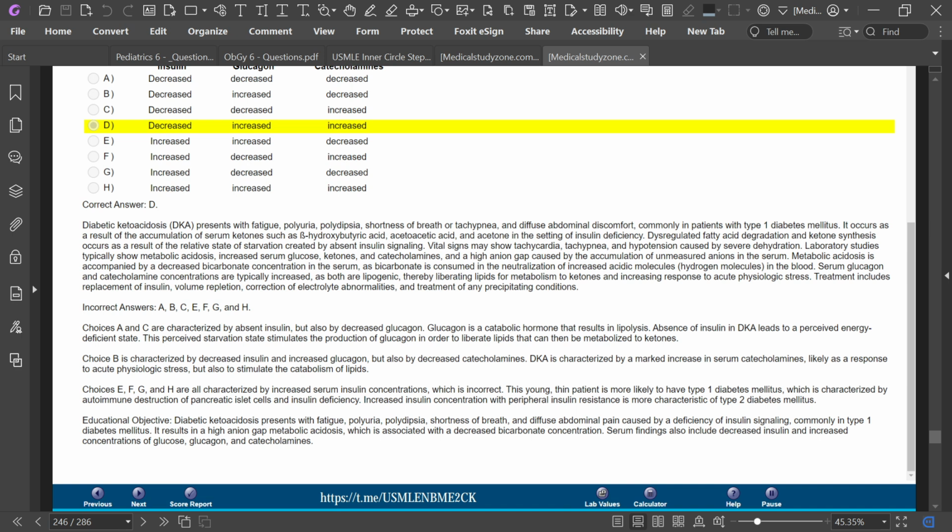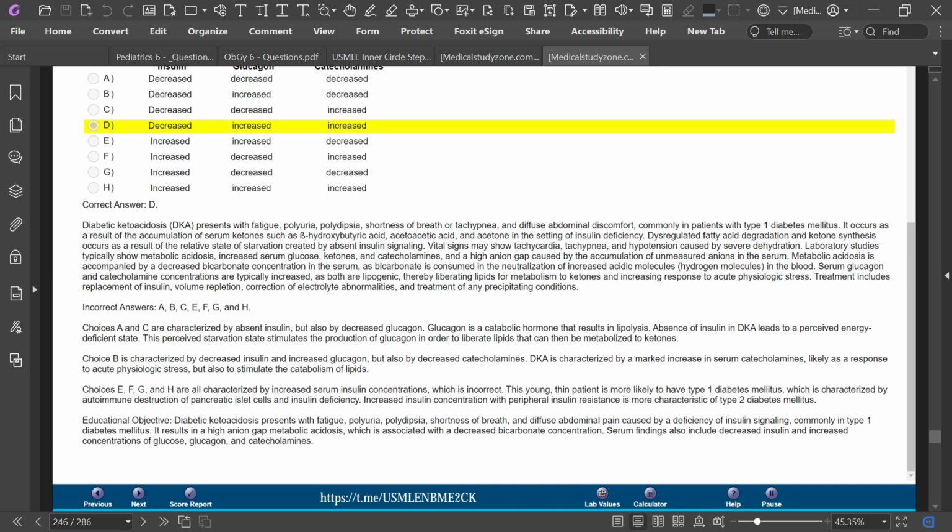DKA is characterized by a marked increase in the serum catecholamines, likely as a response to physiological stress, as it stimulates the catabolism of the lipids. So catecholamine is like a stress hormone. DKA is a stressful condition, so it increases the catecholamines, insulin is low in DKA, and the glucagon would be high.